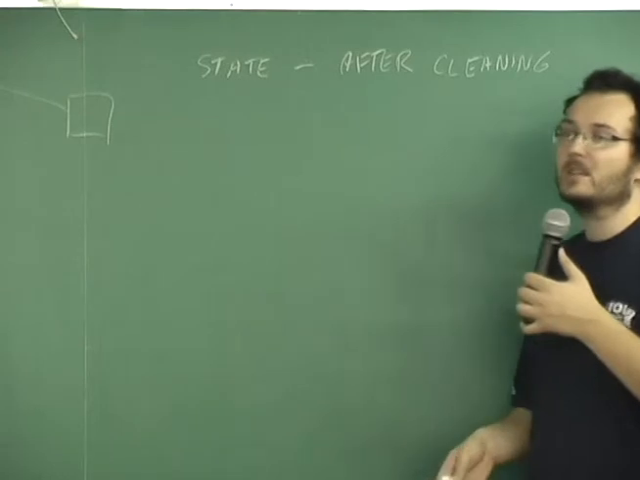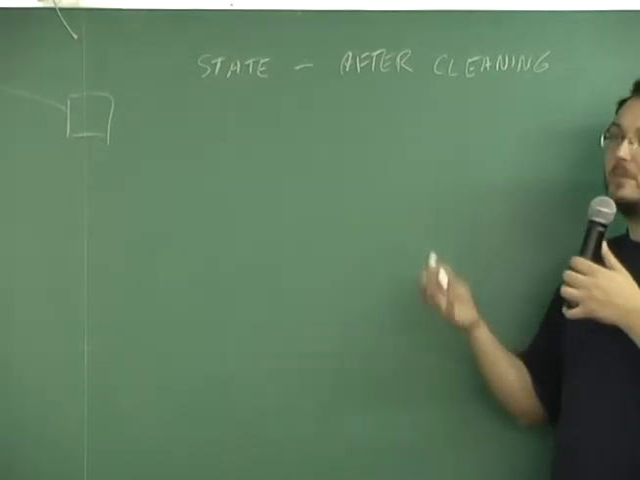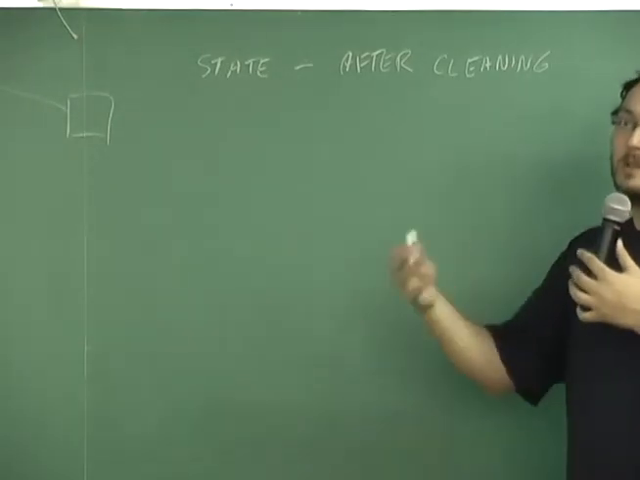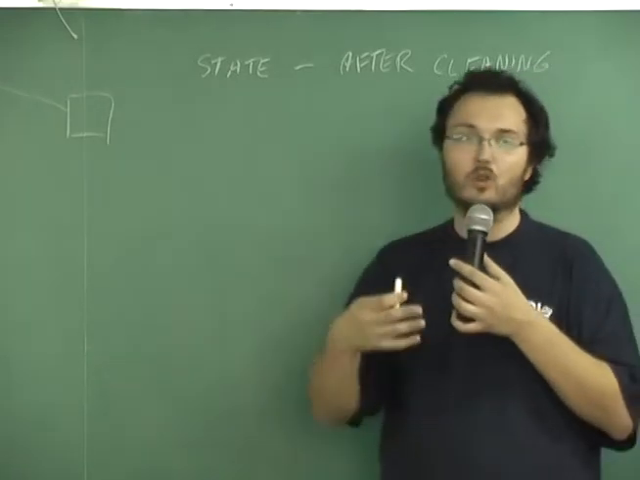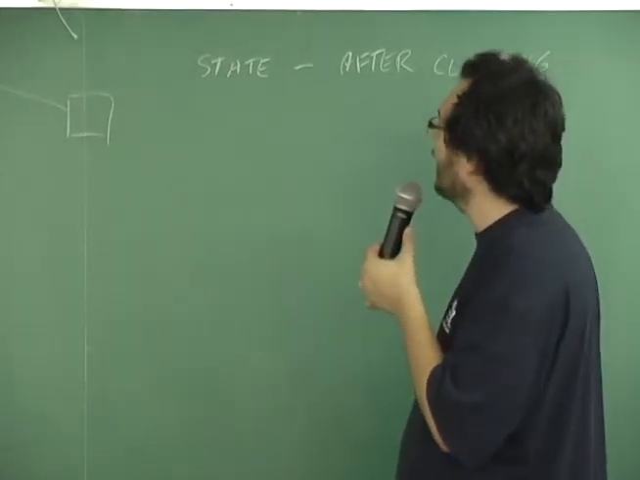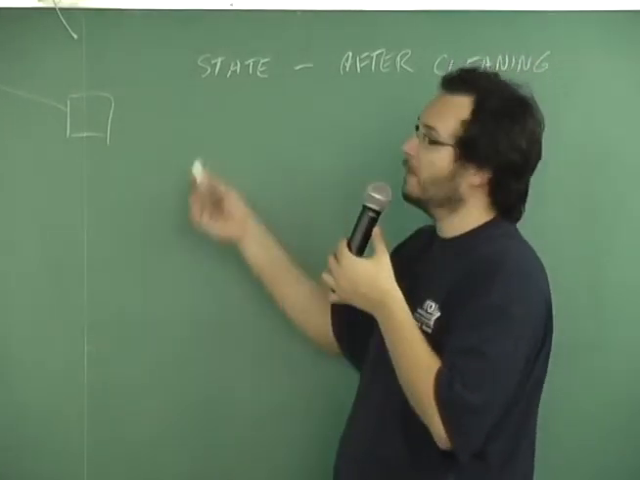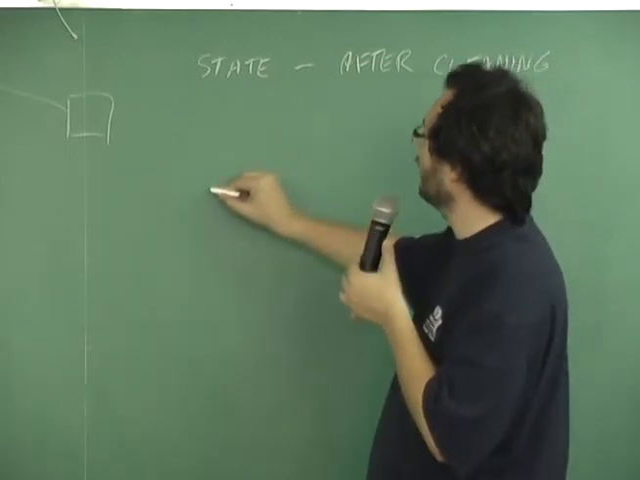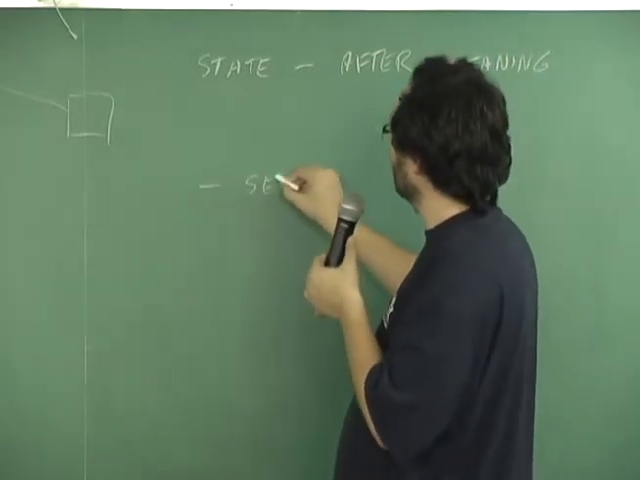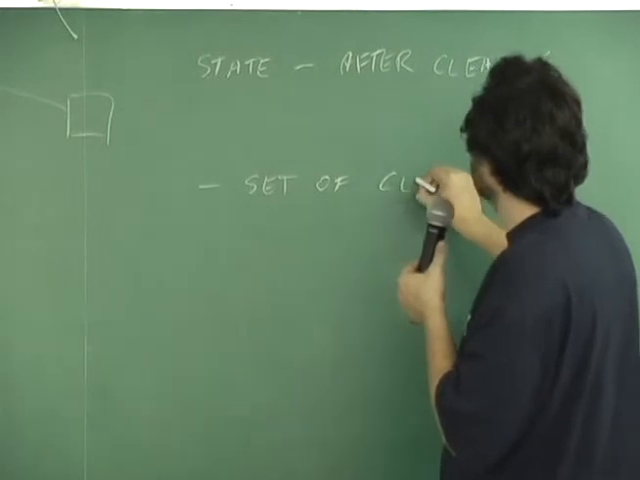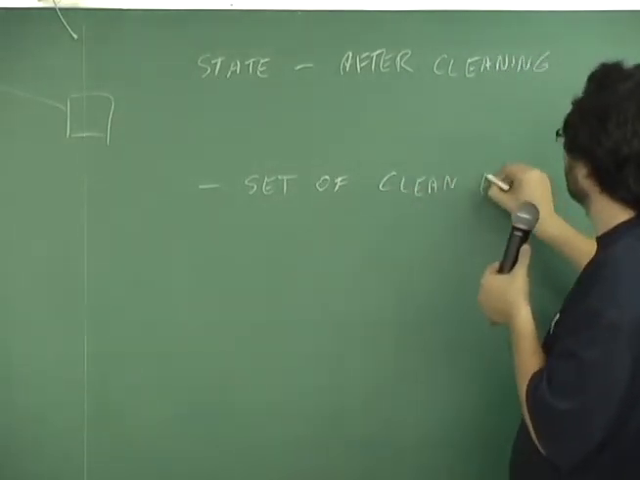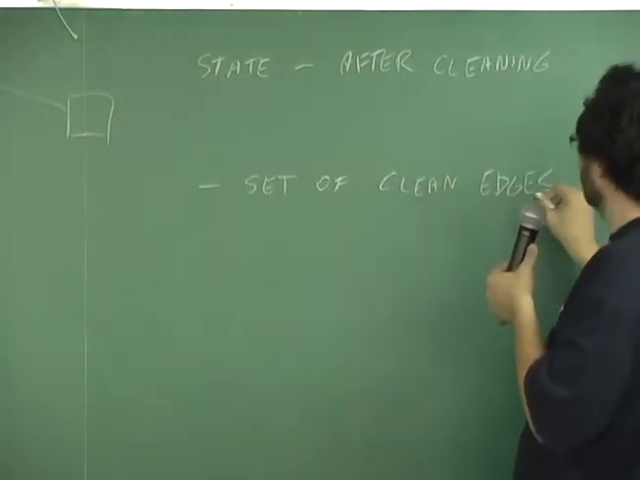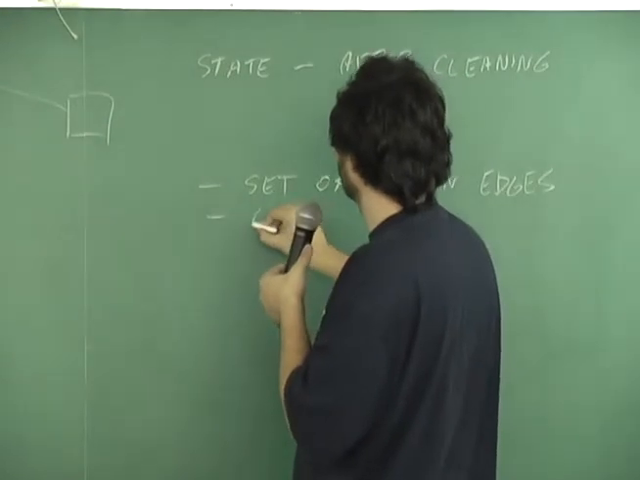And now what we need to do is describe the state. We need to pick a description that is as short as possible. In this case, what we need to describe a state are just two things: the set of clean edges and the current room.